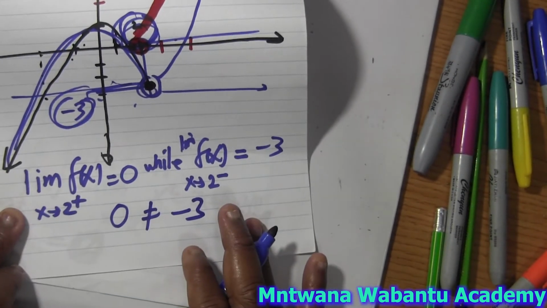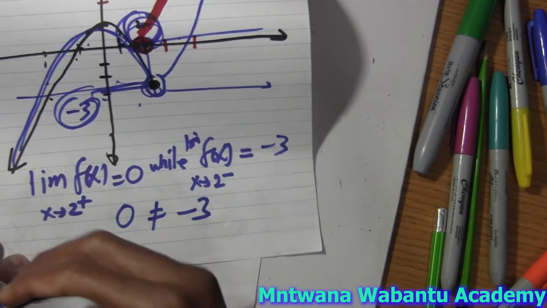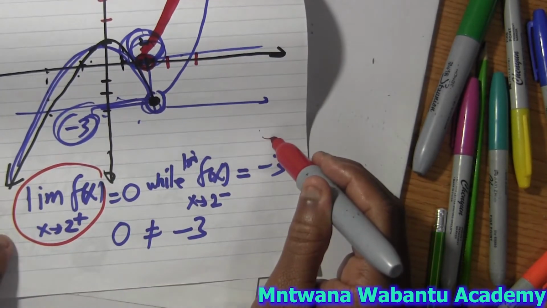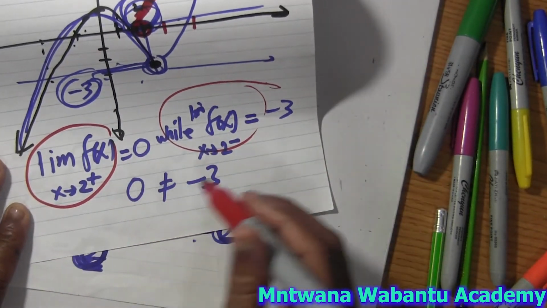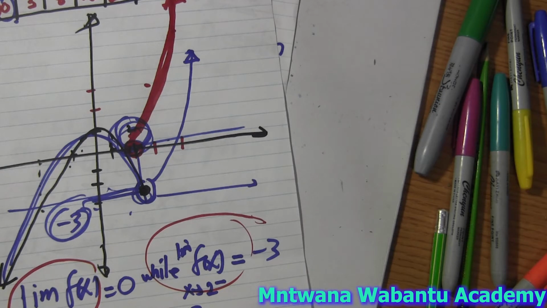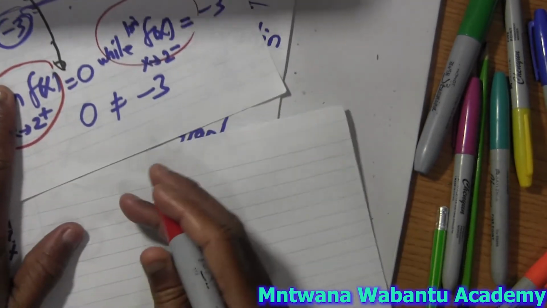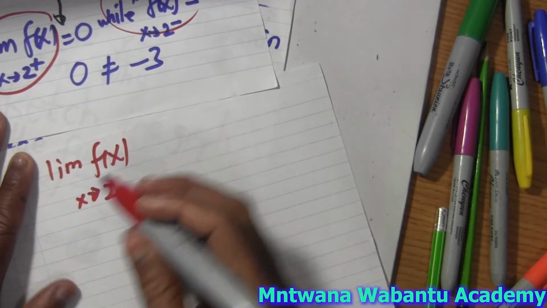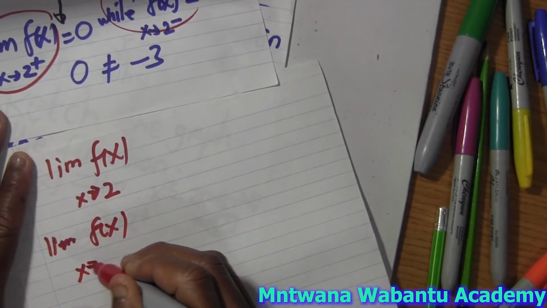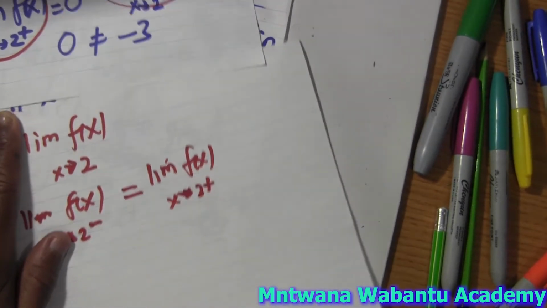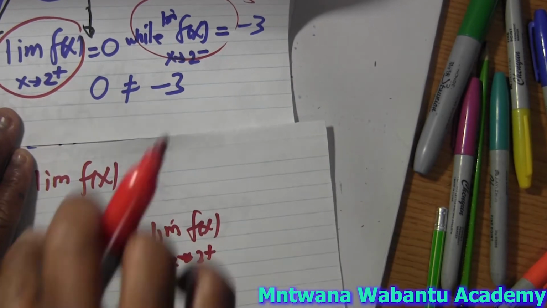So for that case, if the limit on the left hand side is not equal to the limit on the right hand side, means if this is not equal to this, because this is equal to 0, it means this is not equal to that one. Let me get another pen. Excuse me. So for the limit of f of x as x approaches 2 to exist, it means the limit from the left must be equal to the limit from the right. But for this case, since this is not equal to this, this doesn't exist.